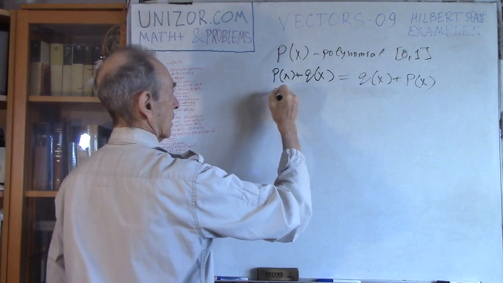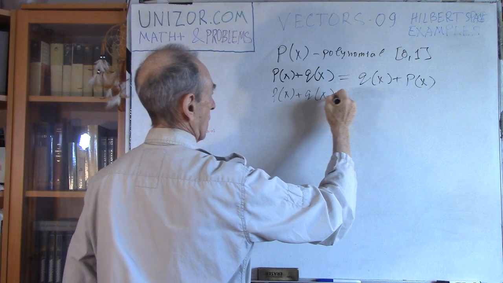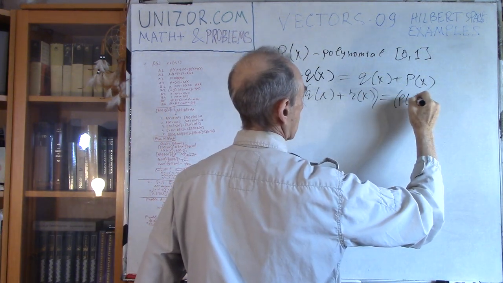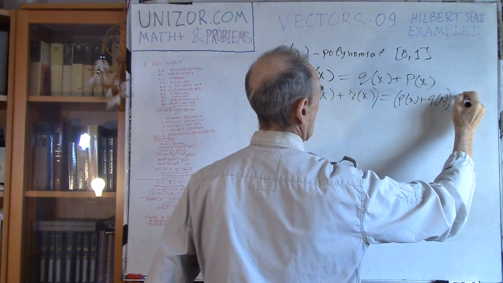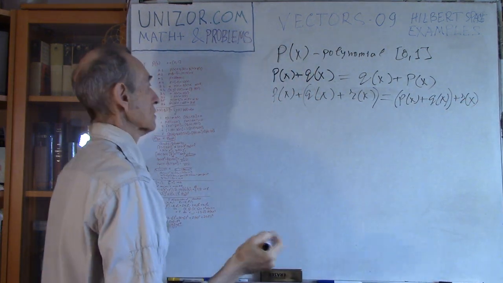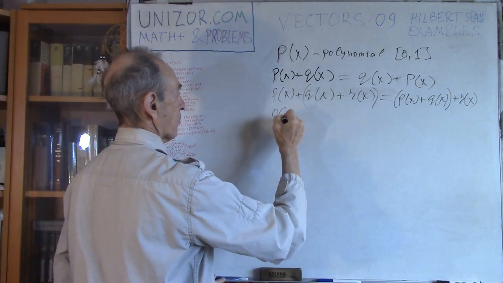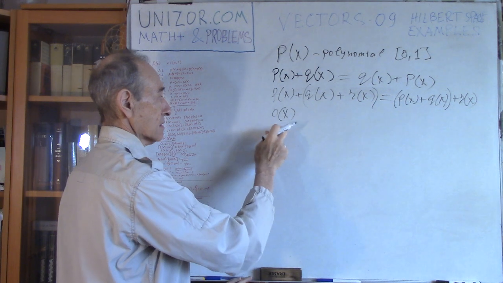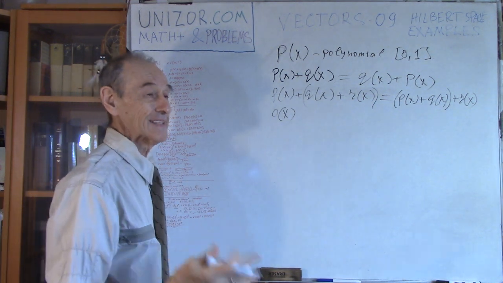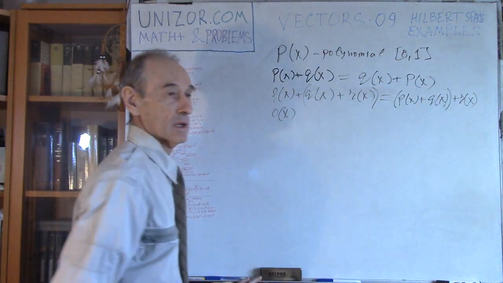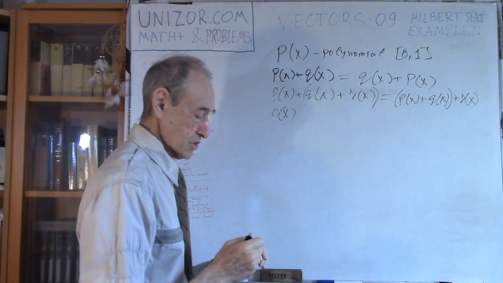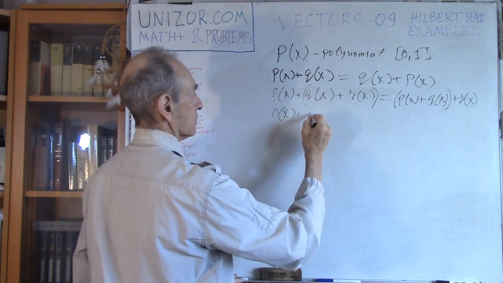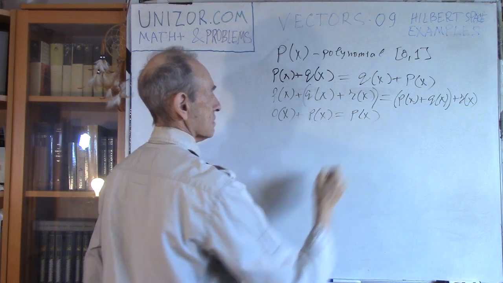Do we have associative? Can you do first these two, or first these two? Obviously, it's the same thing. So the associative law is also there. Is there a zero polynomial which I can add to any other which will not change that other? Well, yes, the polynomial which is identically equal to zero at any point from zero to one. So that's a function which is equal to zero at any argument.